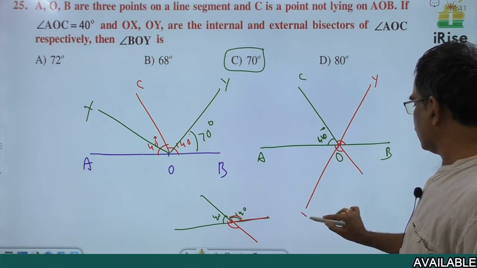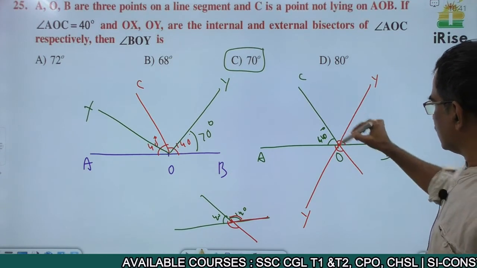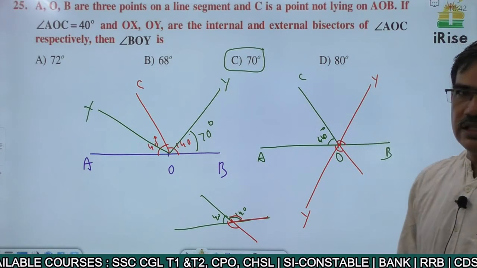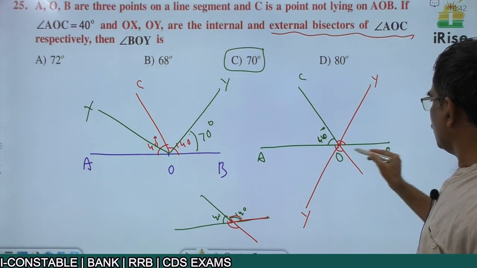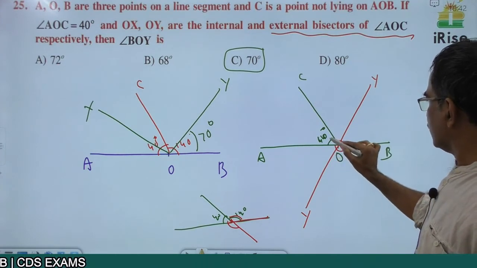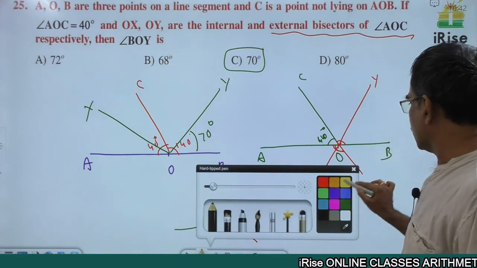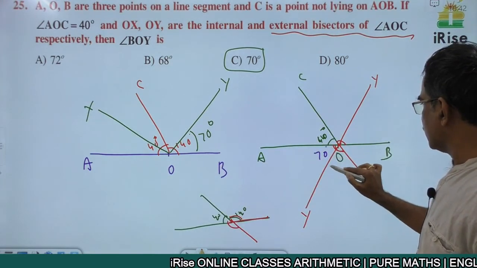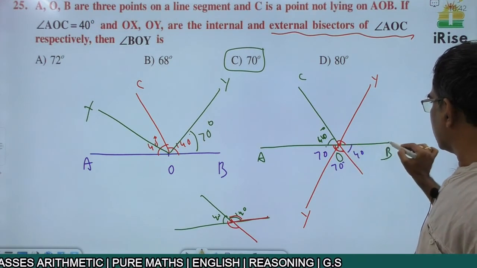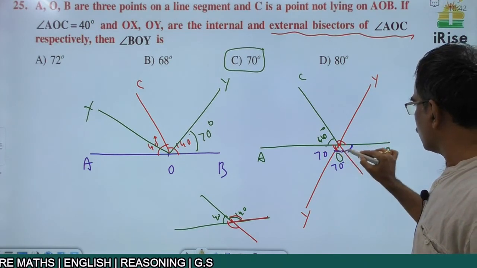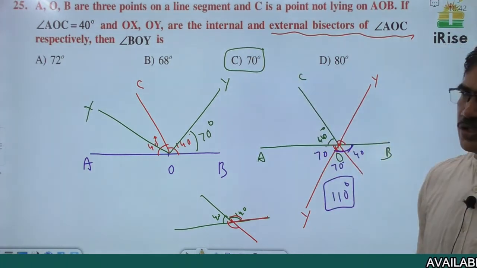If this is Y, then what is the angle? If this is extended and this is the external bisector of AOC, then angle BOY is the total angle. If this is 40, this is totally 140. Therefore, this angle is 70 degrees. This is also 70 degrees, and this is 40 degrees. So, what is angle BOY? Angle BOY is total nothing but 110 degrees. But 110 is not in the options.